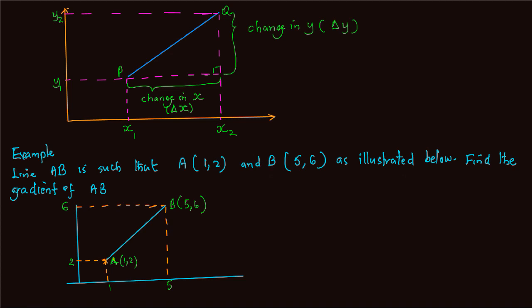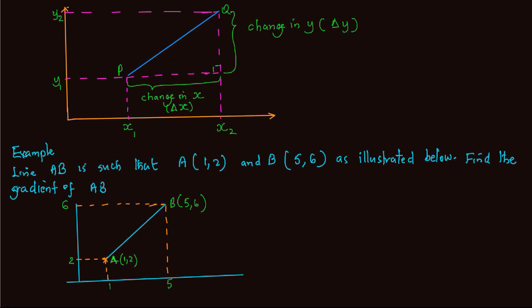So we have a Cartesian plane XY, we have the x-axis, and we have the y-axis. So on the Cartesian plane, we have the line AB as indicated, as illustrated.